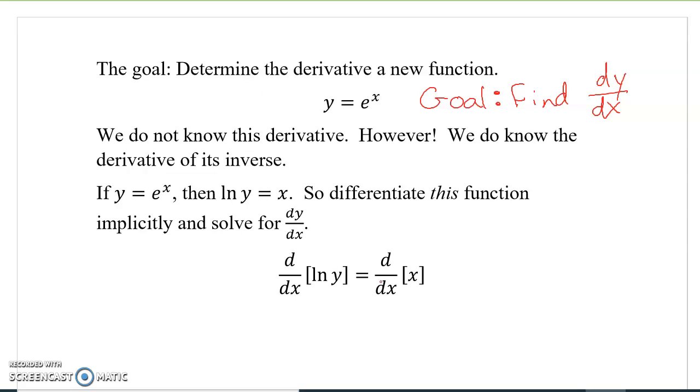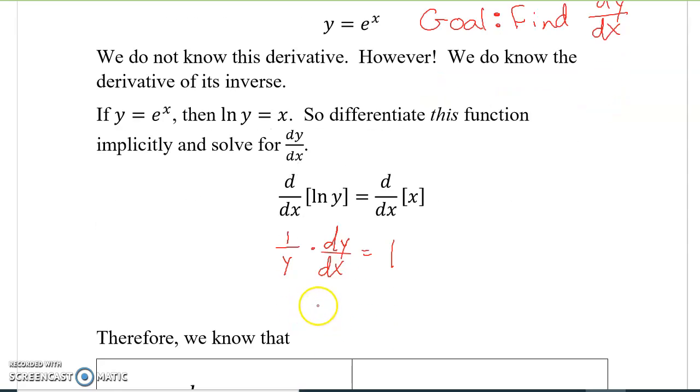We've done implicit differentiation. So when we take the derivative of the natural log of y, we get 1 over y times dy dx. And then when we take the derivative of x with respect to x, that's about as easy as you can hope for, we get 1. So if we solve for dy dx in this new equation, we get dy dx equals y. The derivative of y is itself, y.